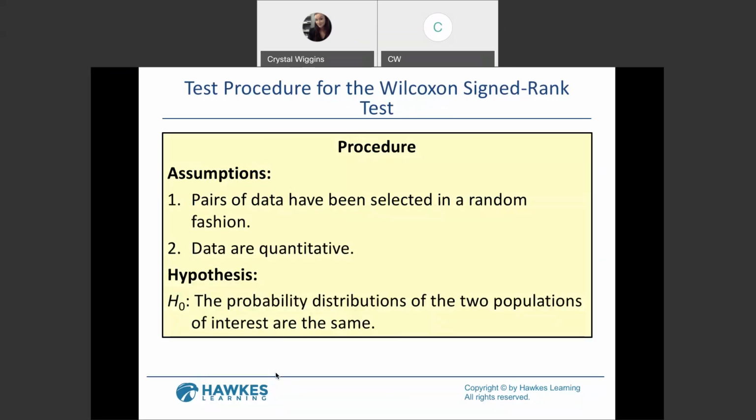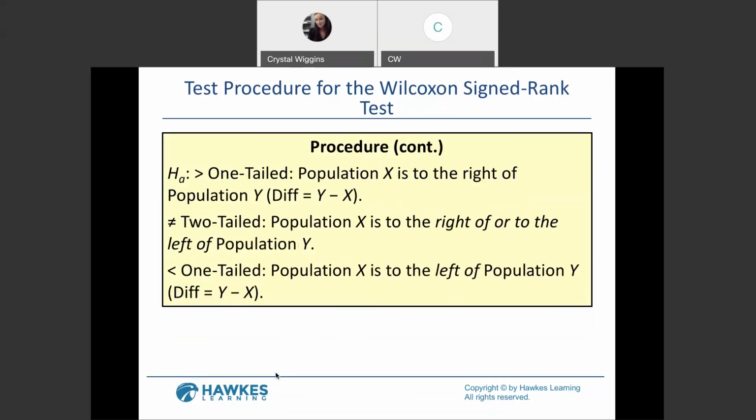Okay, so summing up the procedure of the signed rank test: the pairs of data have been selected in a random fashion, and the data is quantitative. The null hypothesis states that the populations of interest are the same. If the alternative hypothesis is a right-tailed test, then we are subtracting y minus x. If it's two-tailed, then population x is to the right of or to the left of y. Left-tailed test, then we are doing y minus x, but x is expected to be to the left. As the right-tailed test, x is expected to be to the right.